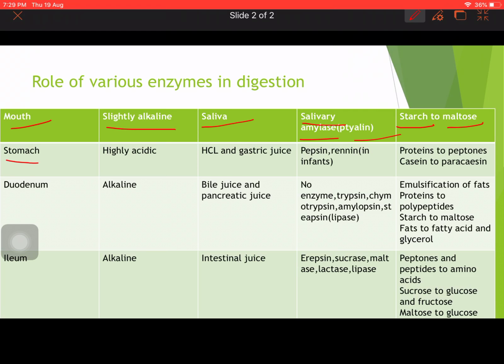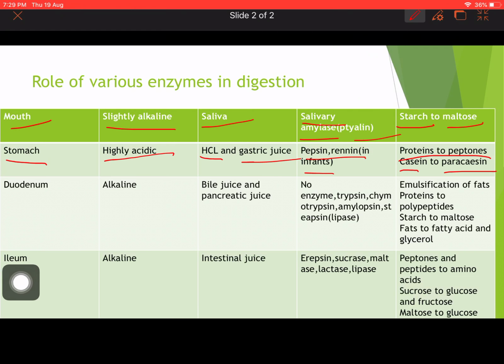Now next, from the mouth we are coming to the stomach. It is highly acidic, we all know, and the digestive juices are mainly HCl and gastric juice. And then the enzymes present here are pepsin, and renin in infants. Now what is the action? It is converting the proteins to peptones or proteoses, and it is converting the casein to paracasein. So it is converting the proteins to peptones and casein to paracasein.